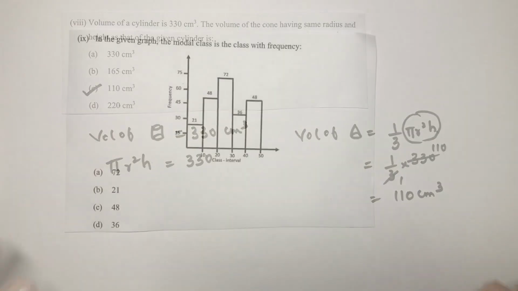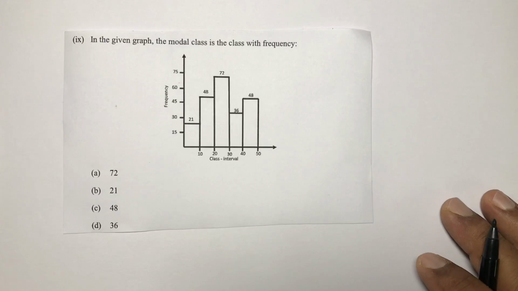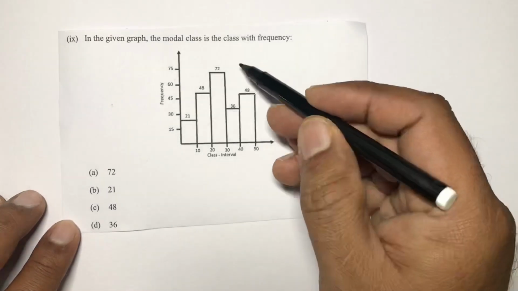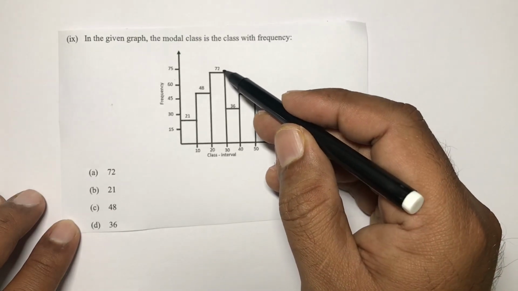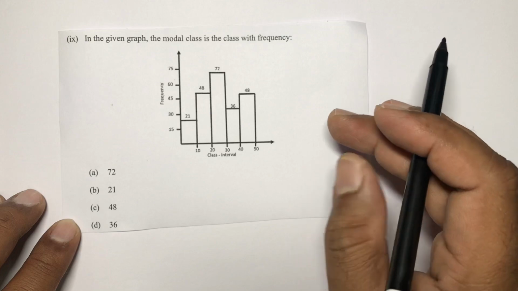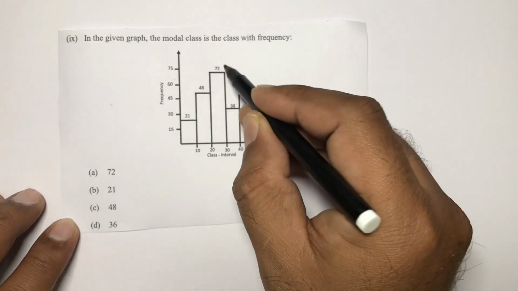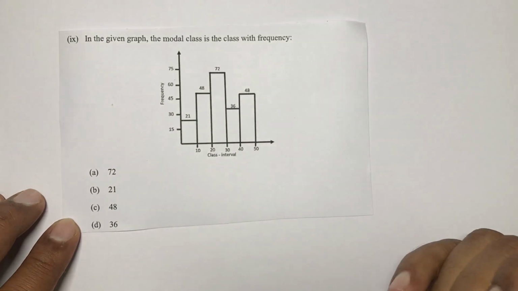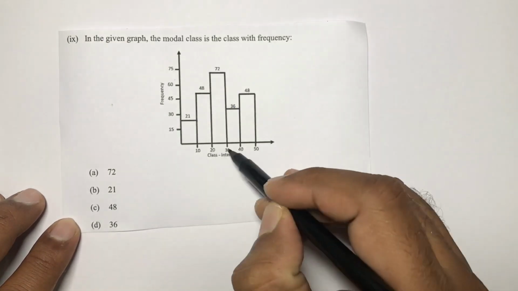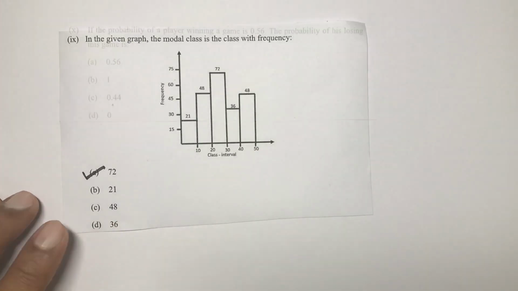The correct option is C. In the given graph, the modal class is the class with the highest frequency. See here, very clearly the highest frequency is 72. So this will be the modal class, because we select the modal class by seeing where we have the highest frequency. So the modal class will be 22 to 30, with frequency 72. So the correct option is A.